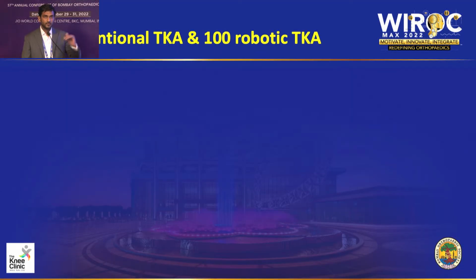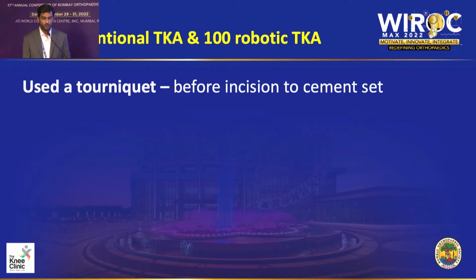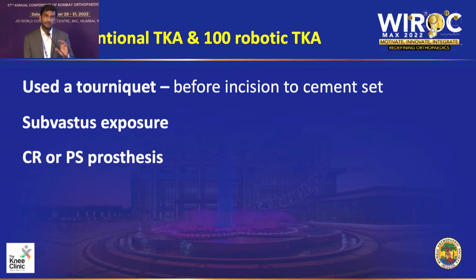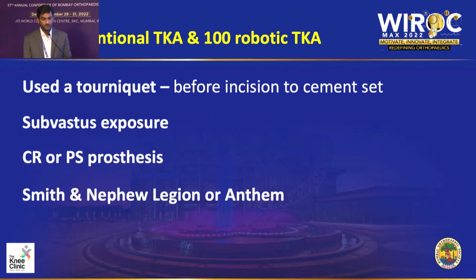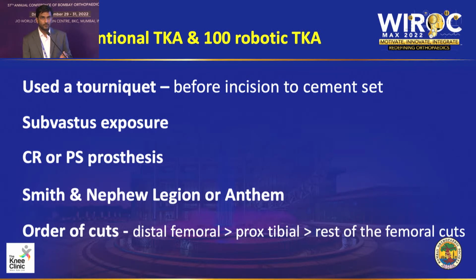So in the last 18 months, I compared the 100 conventional knee replacements versus the first 100 robotics cohort. We used a tourniquet starting from the incision to cement setting, a subvastus exposure for all knees, a CR or a PS knee depending on my understanding of the soft tissue balance, and used a Smith & Nephew Legion or an Anthem prosthesis for all cases. The order of the cuts, irrespective of conventional or robotic surgery, was distal femoral, proximal tibial, then the posterior femur and the other femur cuts.